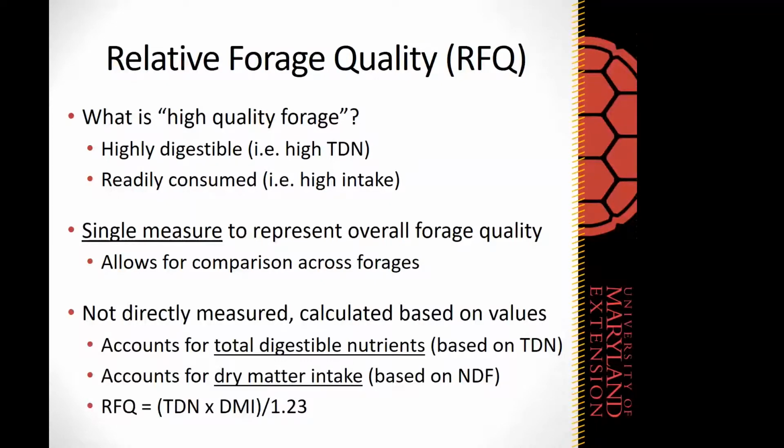So again, this is not something we can directly measure, but it is calculated based on a bunch of the other values that we already talked about. So it relies on TDN, total digestible nutrients, to account for how much energy is there and also how digestible that forage is. And it also accounts for dry matter intake, which is largely based on that NDF value. So we know that there's that inverse relationship between the amount of fiber and the amount of intake. So we're lumping all those together into one quality measure.